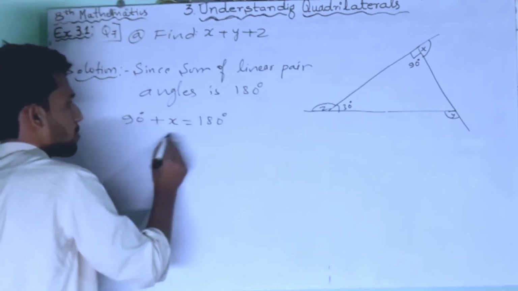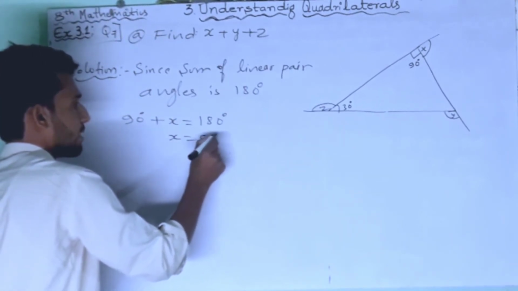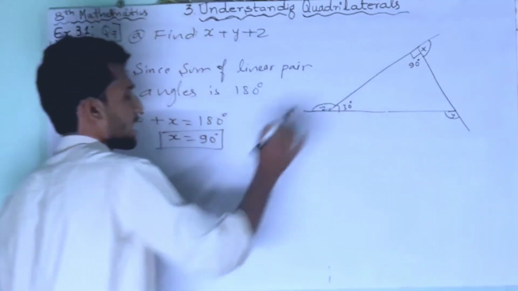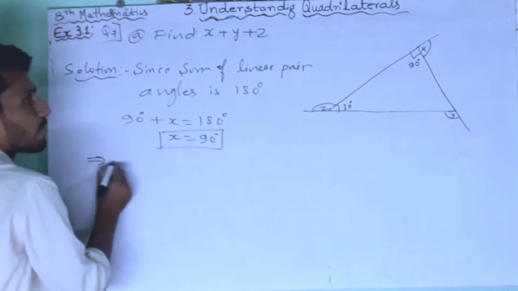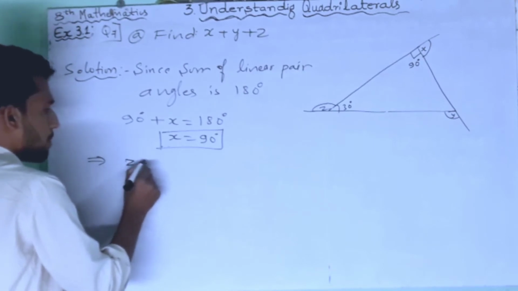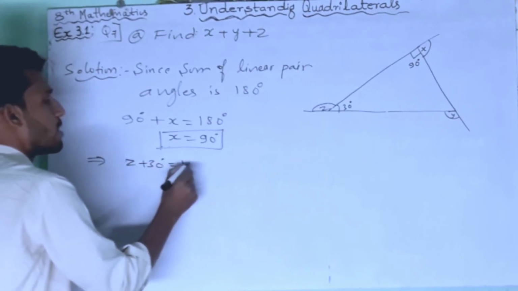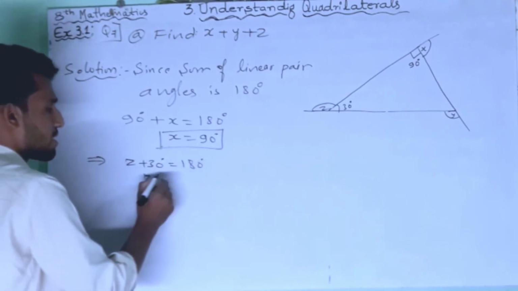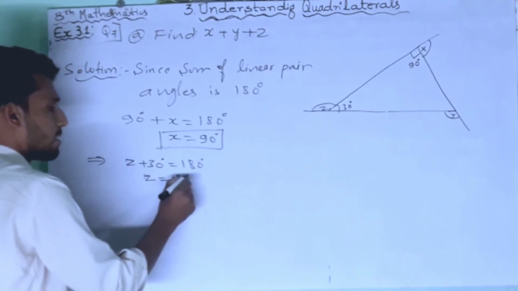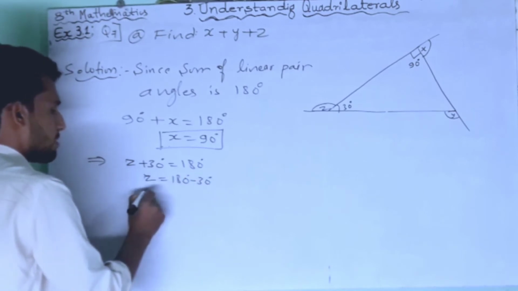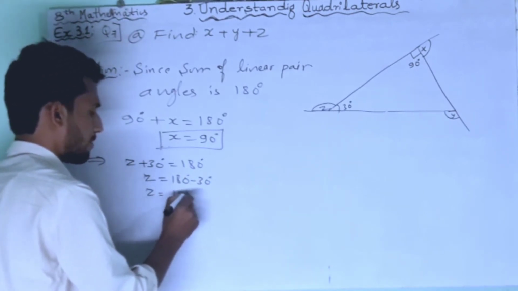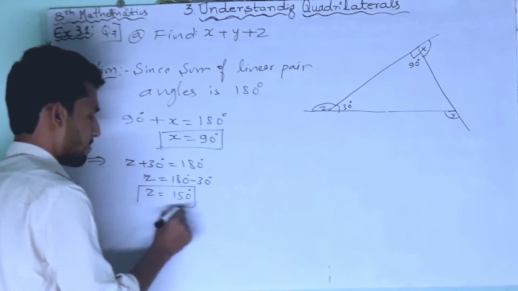When transposing, you will get x equal to 90 degrees. This is the x value. Now the second one. Here z plus 30 degrees is equal to 180 degrees. When we shift 30 from LHS to RHS, it becomes minus 30 degrees. The z value is 150 degrees. This is the z value.